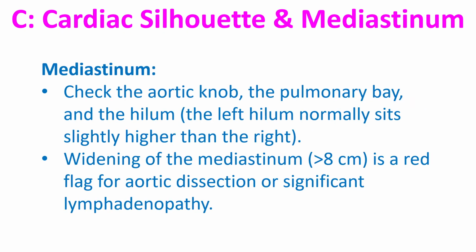Mediastinum. Check the aortic knob, the pulmonary bay, and the hilum. The left hilum normally sits slightly higher than the right. Widening of the mediastinum more than 8 cm is a red flag for aortic dissection or significant lymphadenopathy.